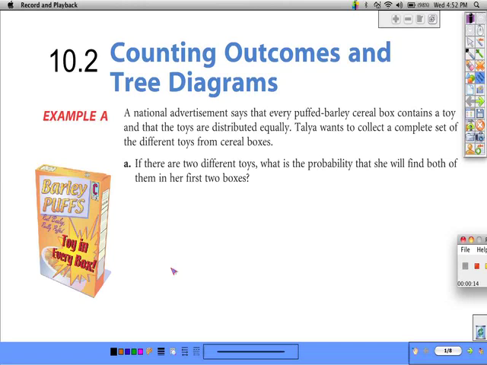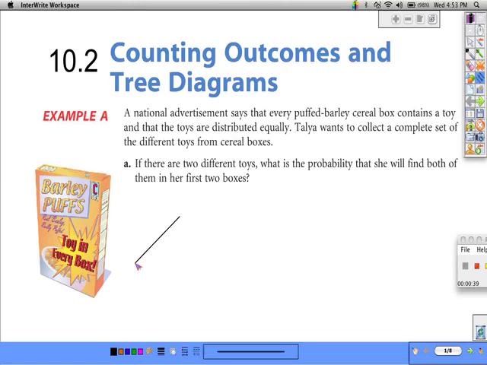So in the first example here, we have boxes of cereal that contain toys, and they're equally distributed, and Talia wants to collect a complete set of the different toys. And in part A here, it says there are two different toys. What is the probability she will find both of them in her first two boxes?